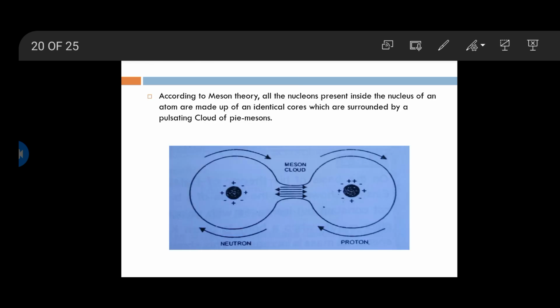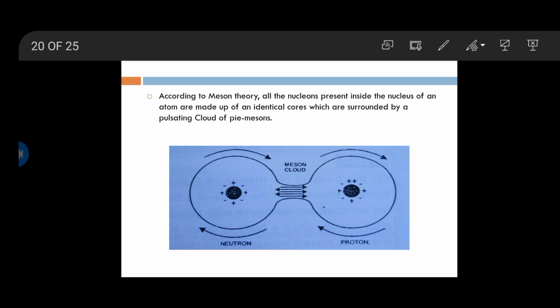According to the meson theory or Yukawa theory, all the nucleons present inside the nucleus of an atom are made up of identical cores that are surrounded by a pulsating cloud of pi mesons. As we see in the diagram, there are neutrons and protons inside the nucleus, known as nucleons. Their interaction is done by virtual particles, which according to the Yukawa theory are mesons. So there exists a meson cloud around these nucleons.